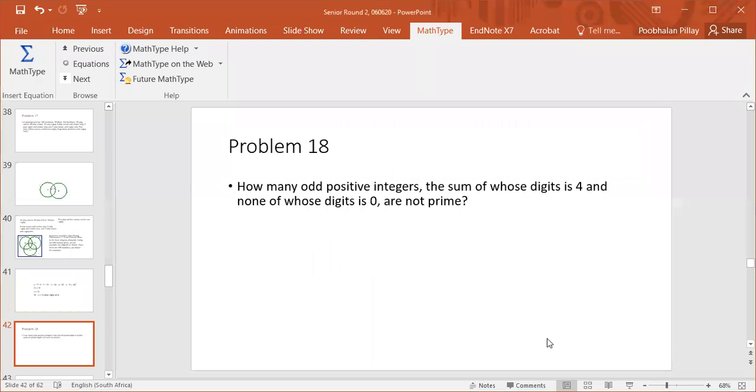Okay, going to problem number 18. How many odd positive integers, the sum of whose digits is 4, and none of whose digits is... yes? Yes, sure. I think the person said. Who was it? You put your hand up? It's in the chat. It says 5-8. Okay. Thanks for that comment last week.